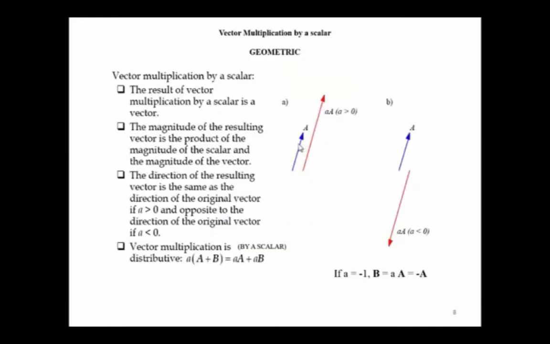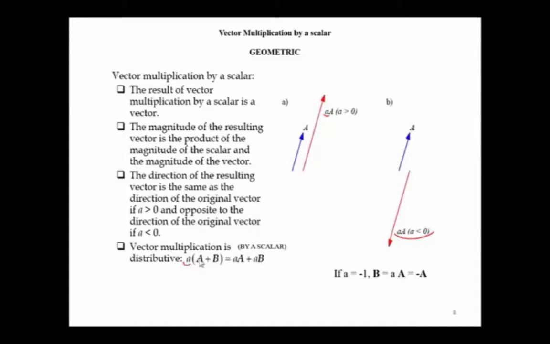Vector multiplication by a scalar is very simple. If this is the vector A, and you multiply by the scalar little a, it just gets longer, it stays in the same direction. If you multiply by a negative number, so a is less than 0, it turns the vector around and it gets longer, and so you would have a vector that points in the opposite direction and has longer length.